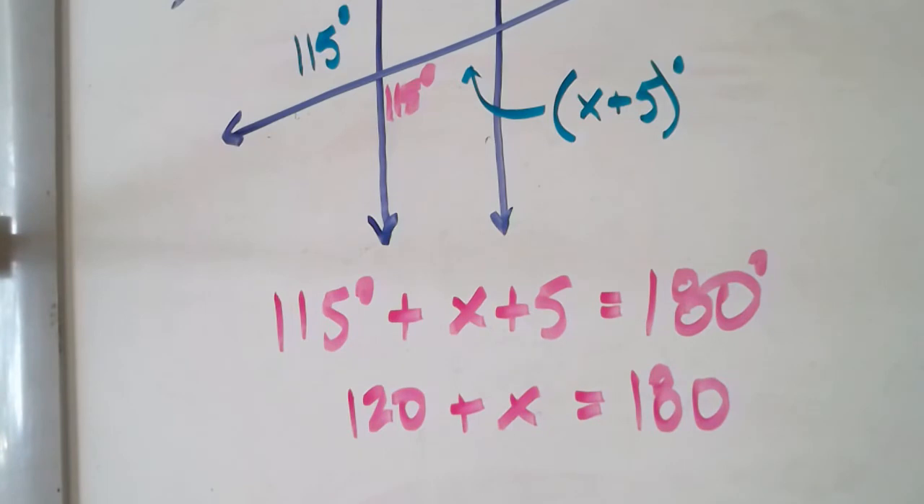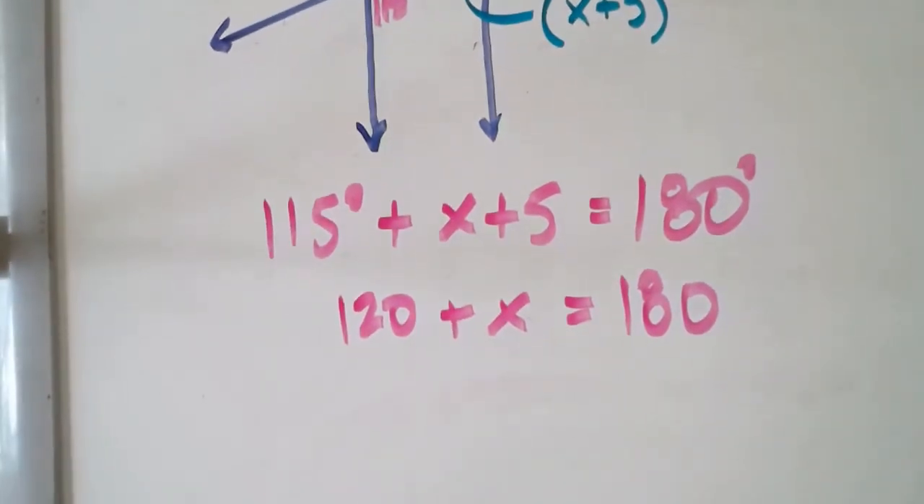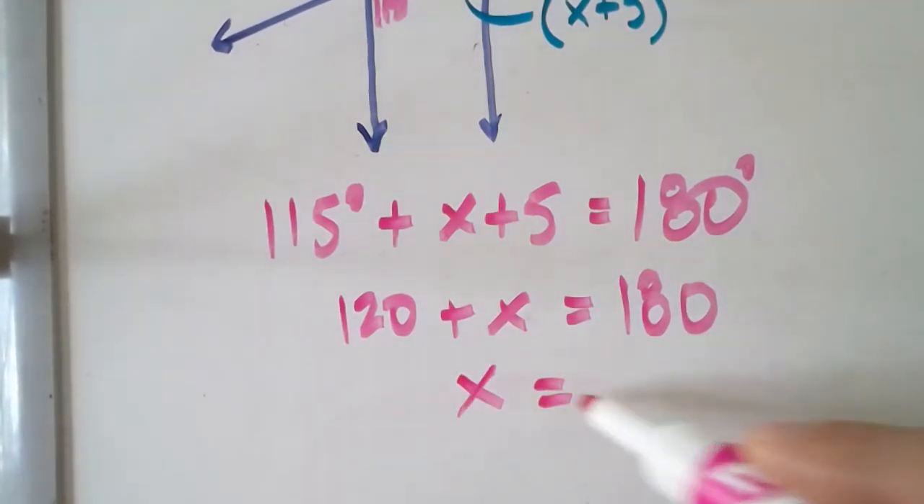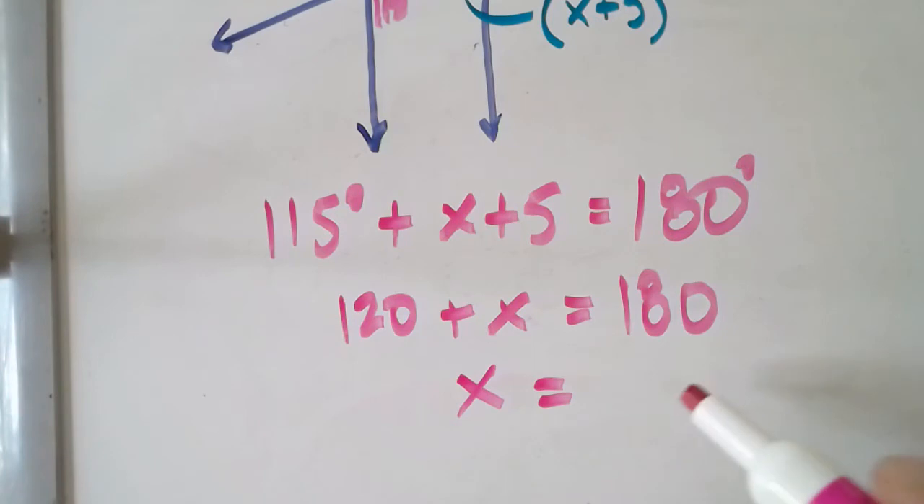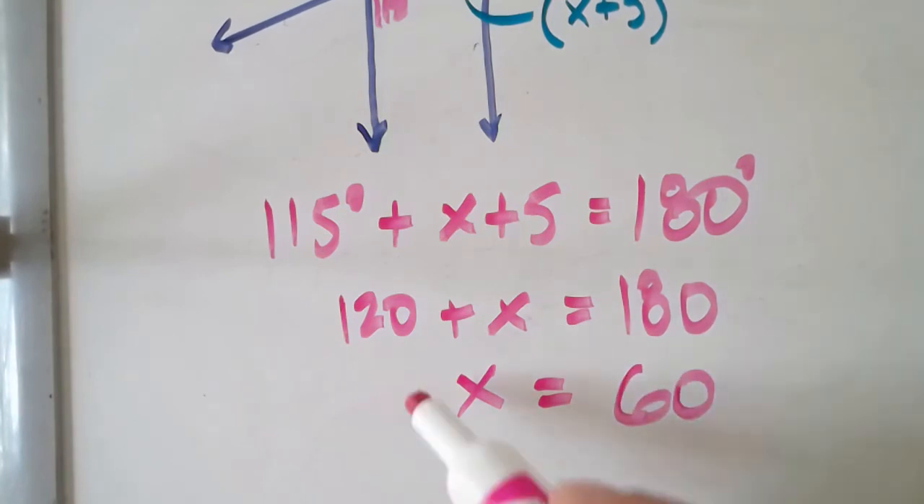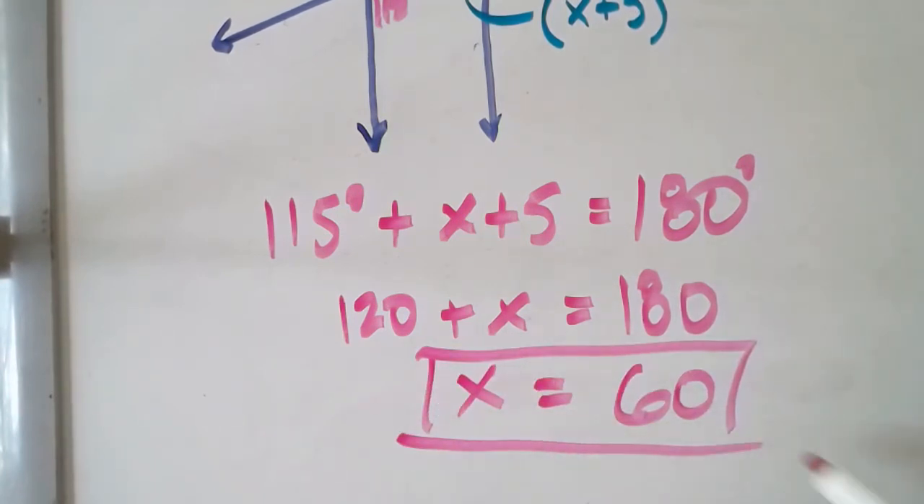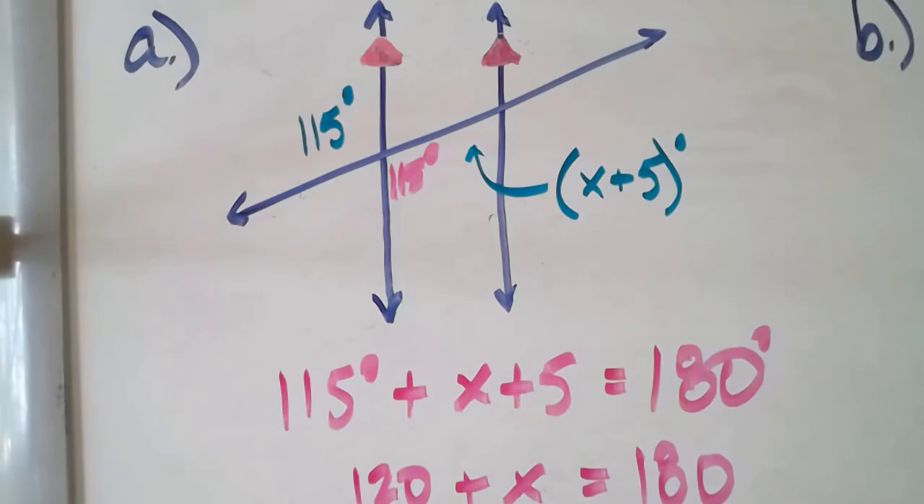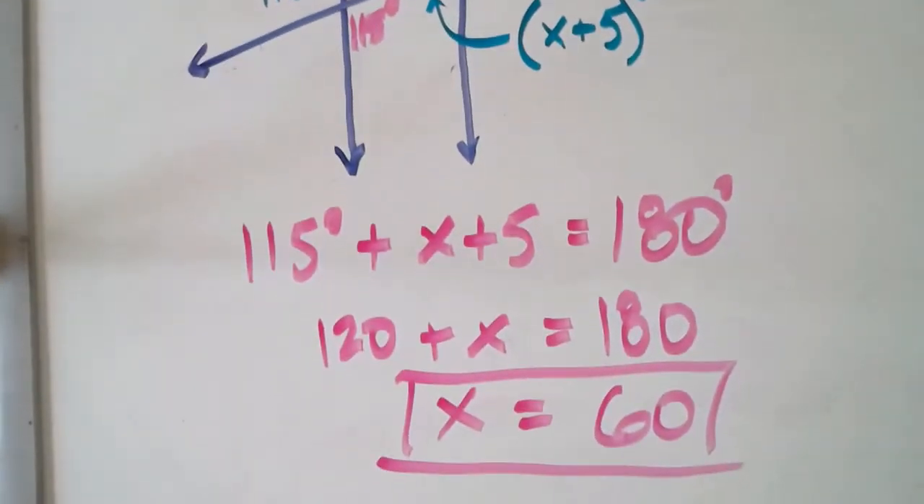Now to get x by itself, all I have to do is move the 120, and we would move that by subtraction since it's positive 120. And then we would be able to get x by itself. 180 minus 120, 60. X has to equal 60 in order for this to work. End of part A. All right, part B.